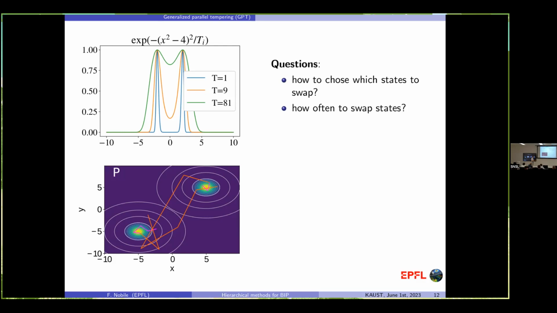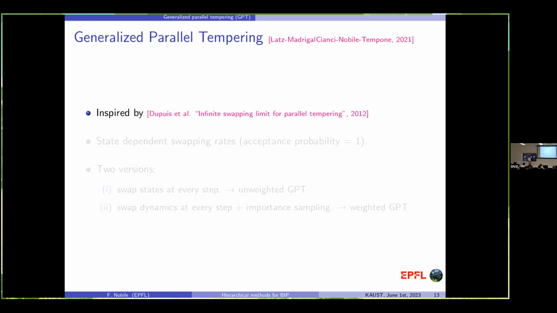Is there a good rule to decide when to swap? And also how to swap if I have multiple chains, I have many possibilities to swap states between the chains. So this is what we have looked at, and actually we took inspiration by a paper by Paul Dupuy and a co-author, where they proposed a time-continuous version of this parallel tempering.